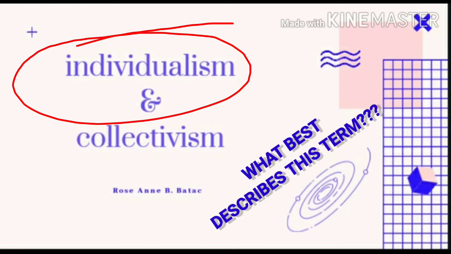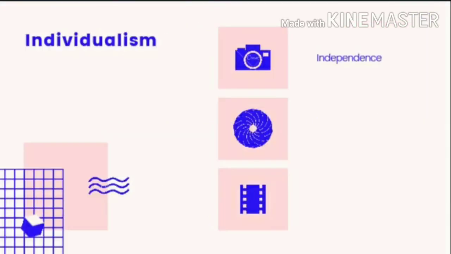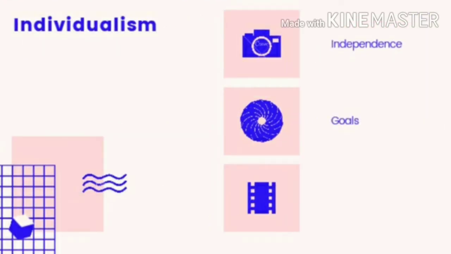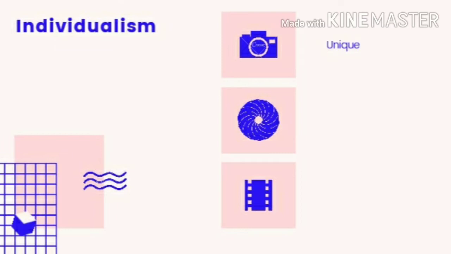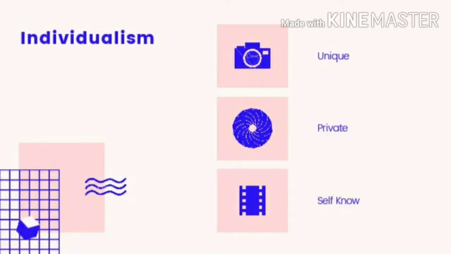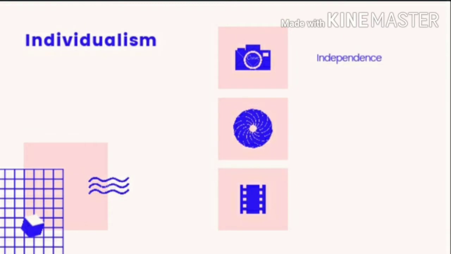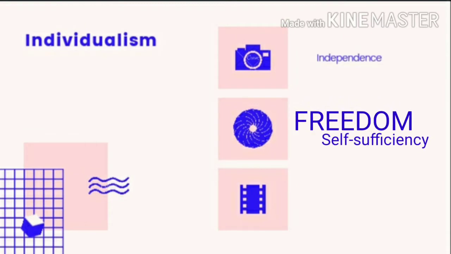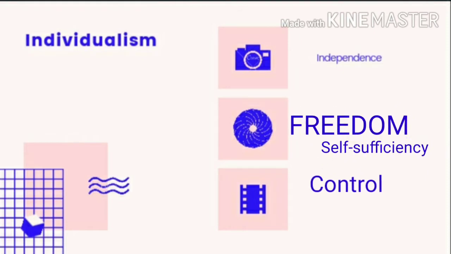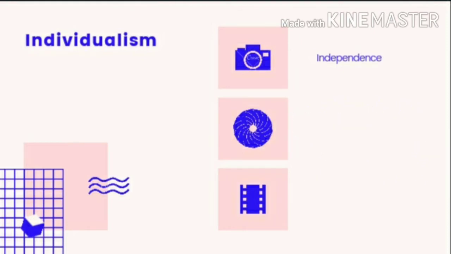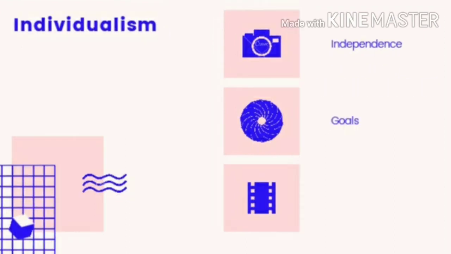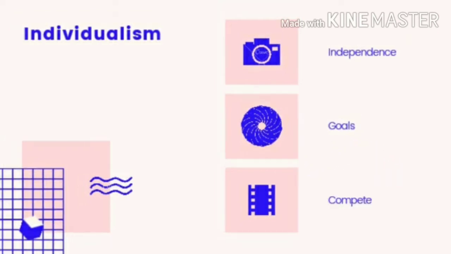For individualism, we have 7 domains: independence, goals, compete, unique, private, self-know, direct communicate. Independence means freedom, self-sufficiency, and control. An example is they tend to mind their own business without others' approval. Goals means striving for own success. They like to accomplish what others cannot.